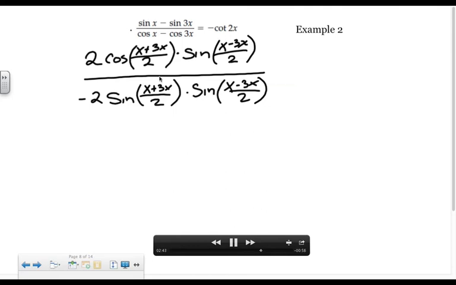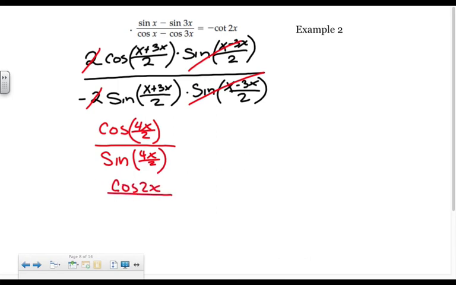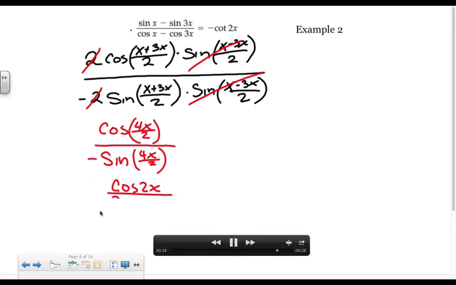When I combine these, x plus 3x is 4x, right? And these two cancel, and the 2's cancel, lots of canceling, see? Then this is cosine of 4x over 2 over sine of 4x over 2, or negative sine, because that negative is still there. That simplifies to cosine of 2x over negative sine of 2x, which is negative cotangent of 2x.